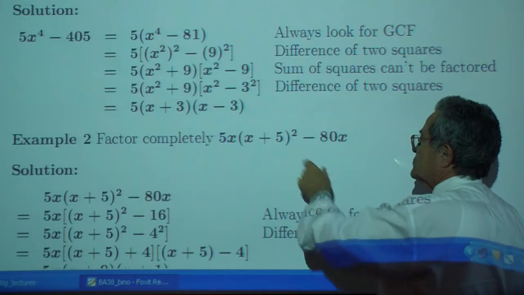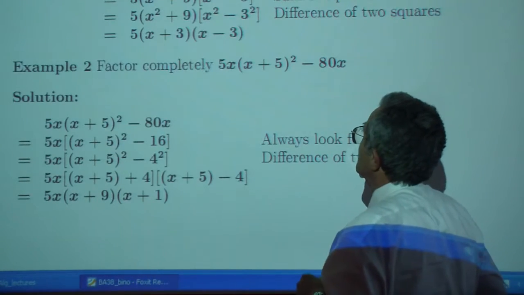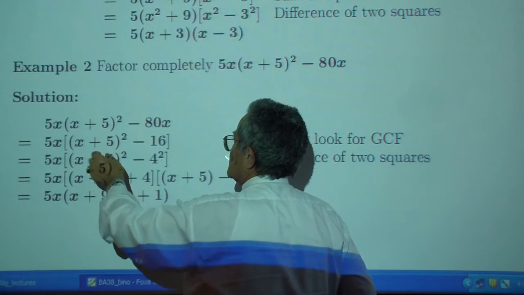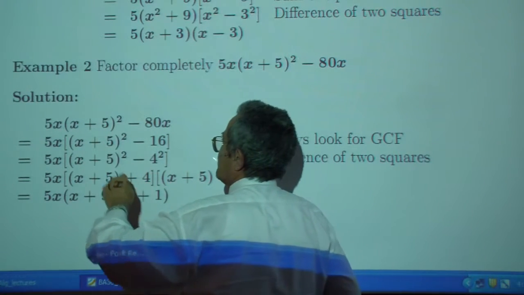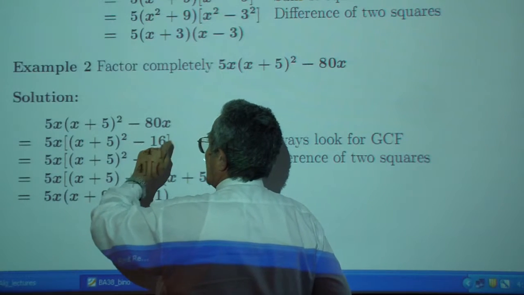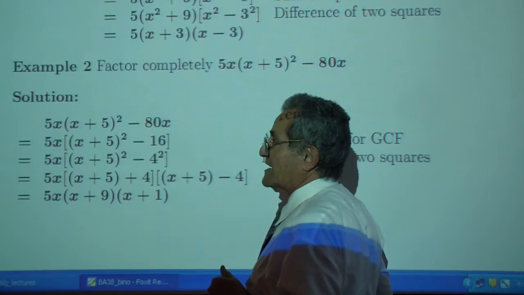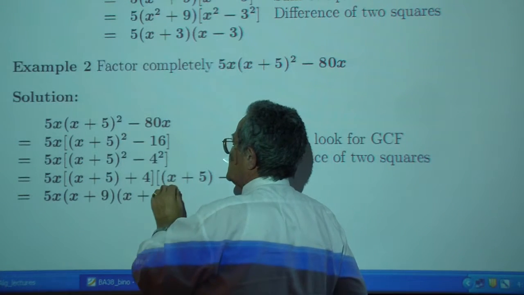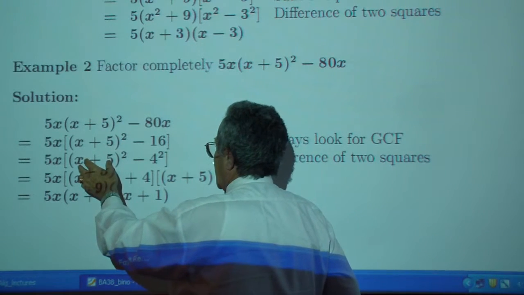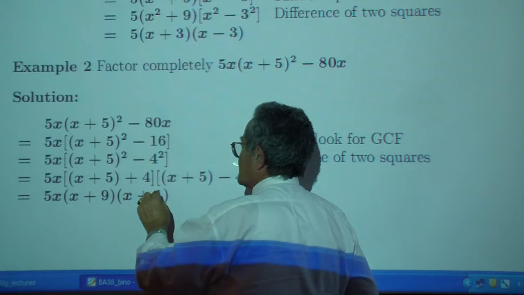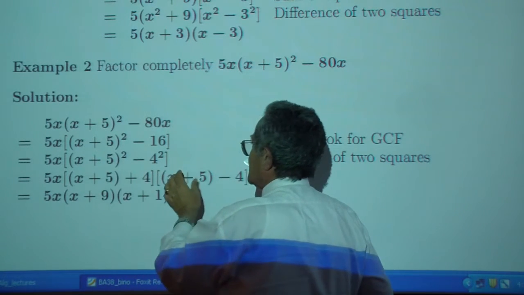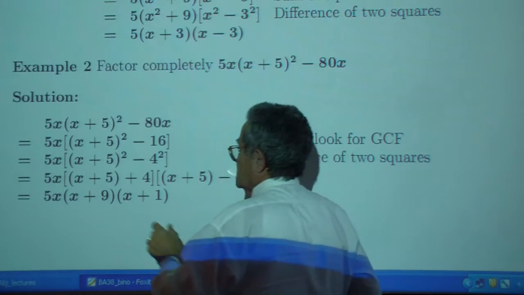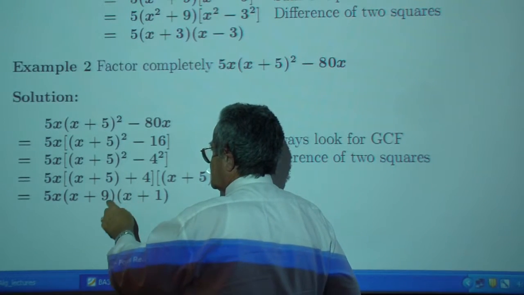How about factoring this one? We have 5x, so we have a binomial again. Greatest common factor, 5x. 5x is the greatest common factor. Then we get a difference of two squares, a squared minus b squared, which is a plus b, and the same a minus b. And just for kicks, the 5 plus 4 is a 9.